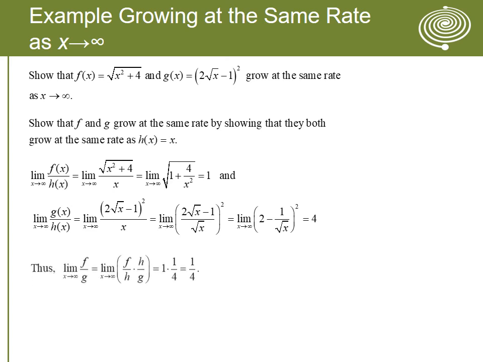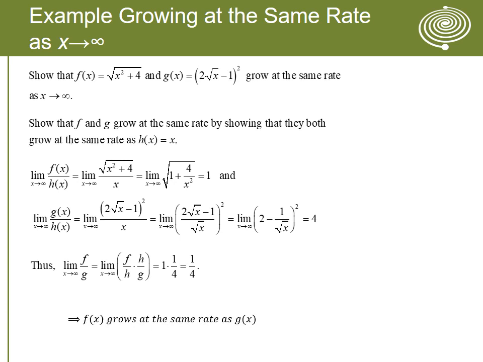So by the transitive property, we can show that the limit of f over g as x goes to infinity can be written as the limit of f over h times h over g. It's obvious that h can cancel with h, and you can simplify to f over g. As x goes to infinity, what happens? The limit of f over h is 1. We have seen it in the first limit. And the limit of h over g is 1 over 4. The product 1 times 1 over 4 is 1 over 4, which is a constant figure. So this proves that f of x grows at the same rate as g of x.